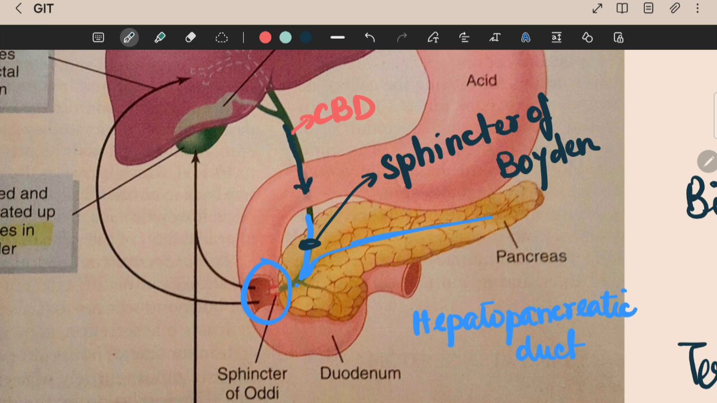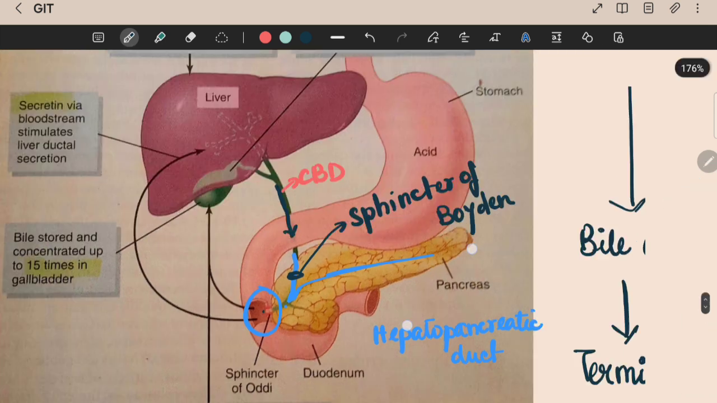remains over here, and there is backflow of that bile into the gallbladder, where the bile remains and is concentrated. When there is a requirement, the sphincter of Boyden will relax, and that will allow a slow release of bile into this hepatopancreatic duct, and ultimately it will drain into the major duodenal papilla. So this should be clear.